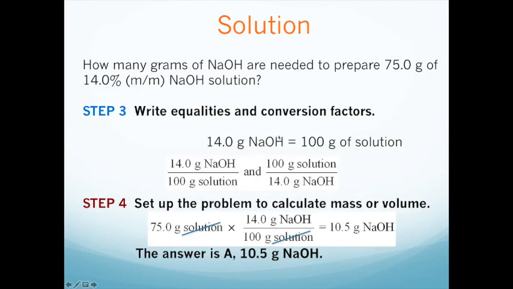We do that by knowing that 14% by mass means that there are 14 grams of sodium hydroxide per 100 grams of solution, which gives us the following conversion factor. And then we set up our problem. We have 75 grams of solution. We multiply this by 14 grams of sodium hydroxide per 100 grams of solution. The grams of solution cancel. So you have 75 times 14 divided by 100, which is equal to 10.5 grams of sodium hydroxide, meaning that the answer is A. You need to use 10.5 grams of sodium hydroxide to make 75 grams of a 14% by mass sodium hydroxide solution.